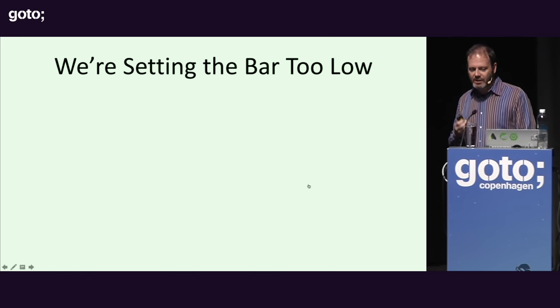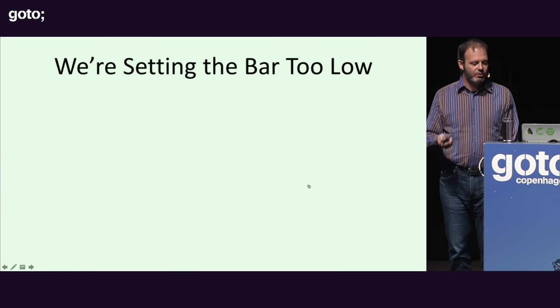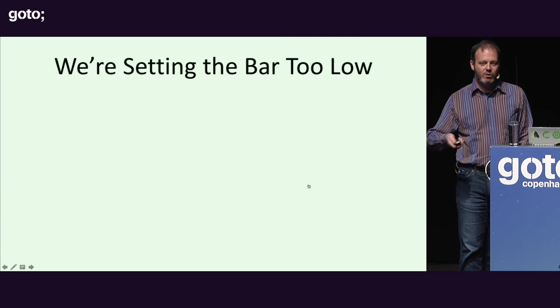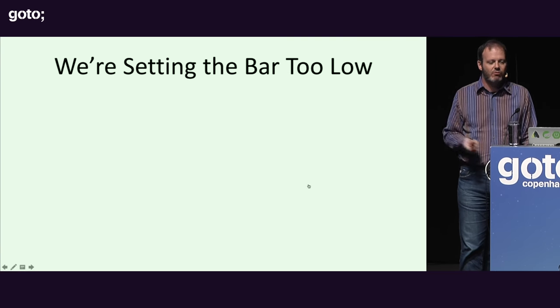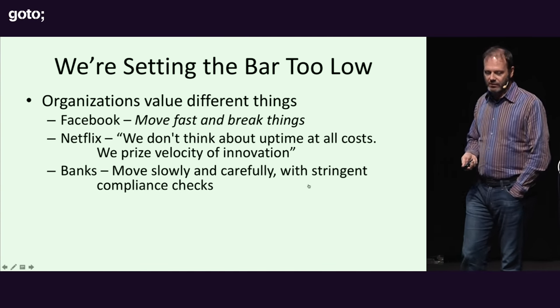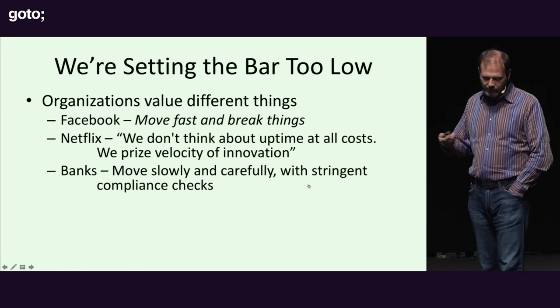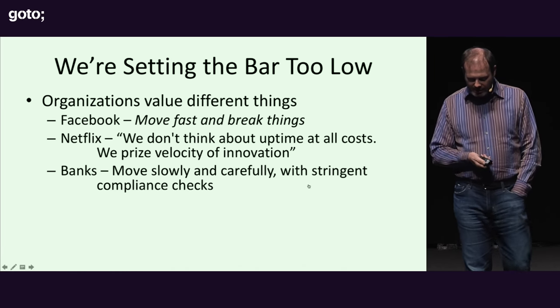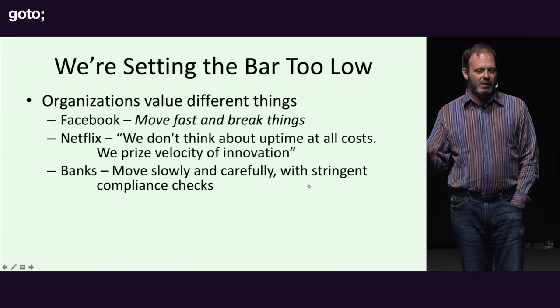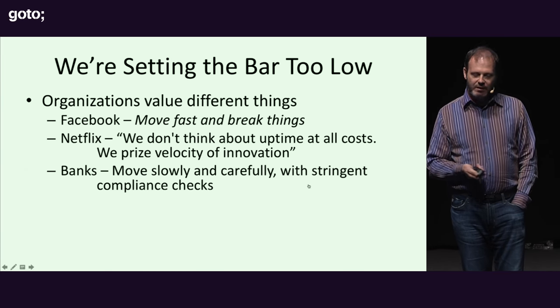I would argue that we're setting the bar in software delivery too low. We're just content with just making it work and not realizing, wouldn't we want it to be great? For example, organizations value different things. So Facebook, I don't know if they still use that slogan, "move fast and break things" was their kind of engineering slogan. They did move fast.